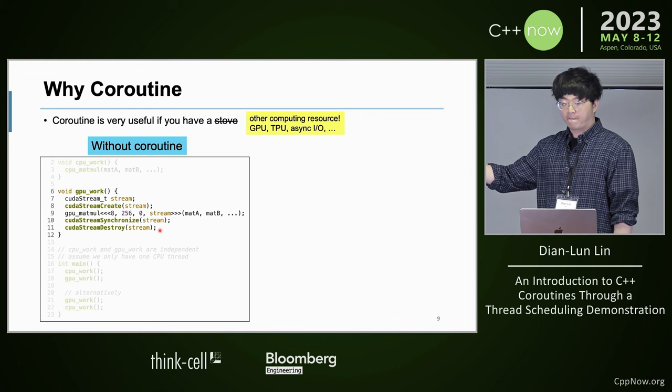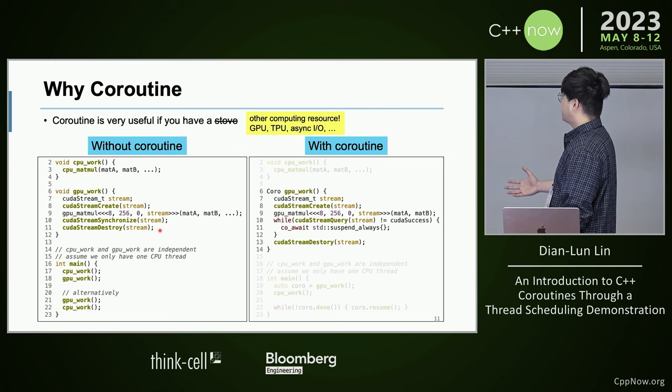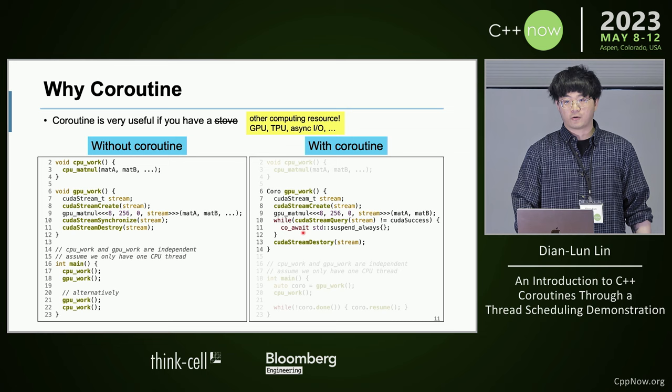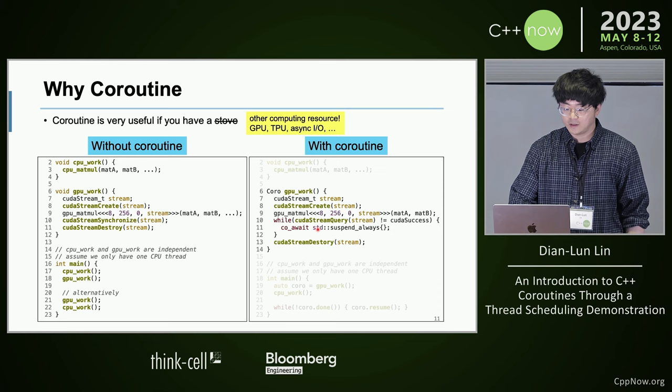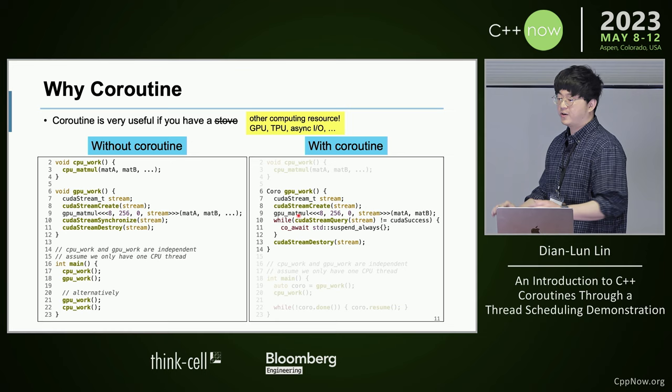On the other hand, if we are using coroutine, here I change this GPU work function to a coroutine. There's a keyword here called co_await, suspend_always. And the return type is a coroutine object, defined myself. Right now, you only need to know this GPU work becomes a coroutine. I'll talk about the details later.